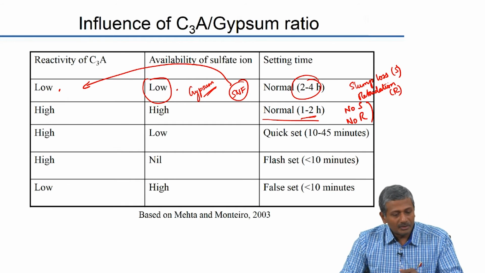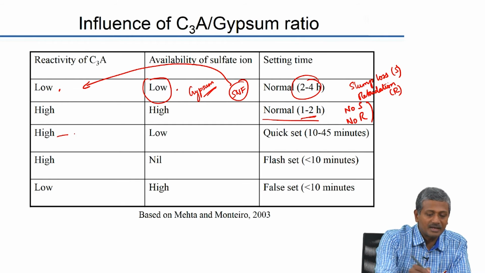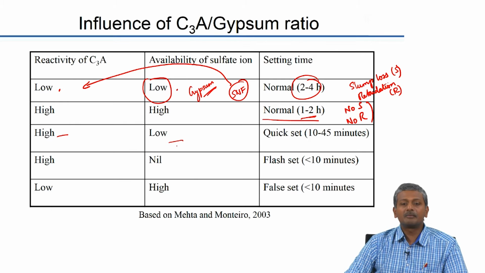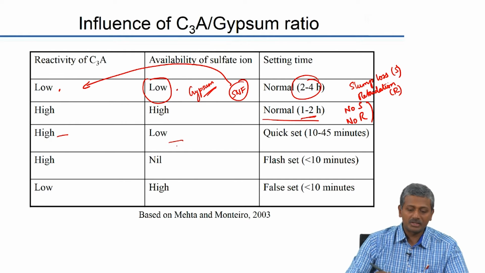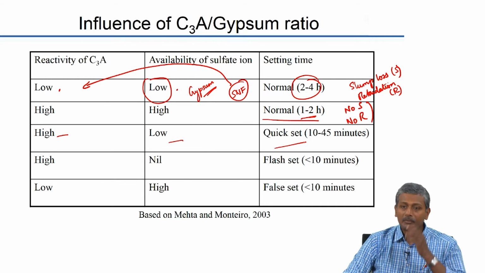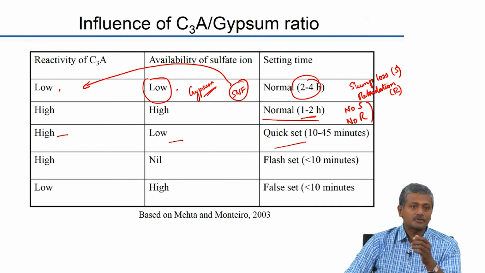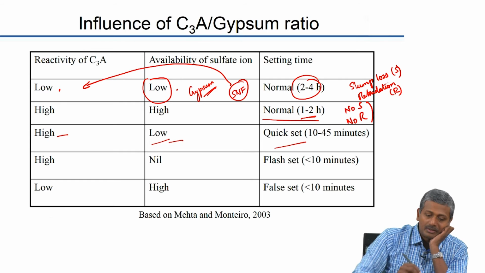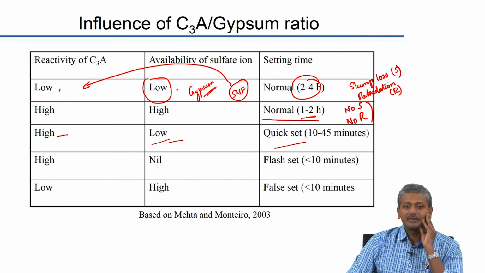Okay. Now in the third case, when the reactivity of C3A is high and sulfate is not becoming available fast enough, in a normal condition this will lead to a quick set. Why do I call it a quick set? You may have some formation of calcium aluminate hydrate because of reaction of C3A with water. Okay. Some reaction of sulfate with C3A may happen in the early stages.